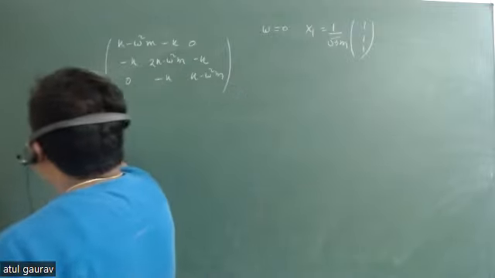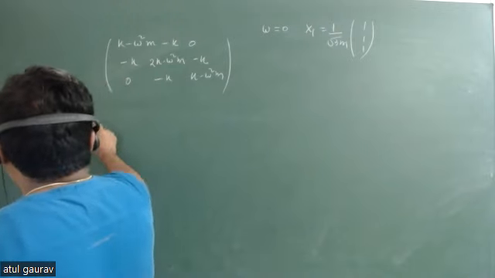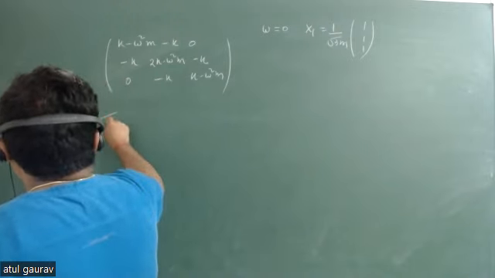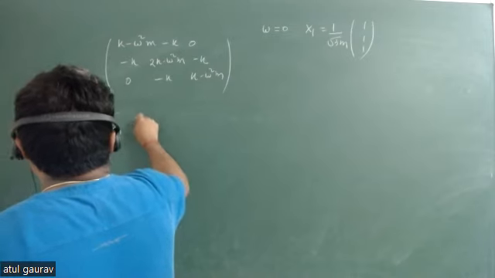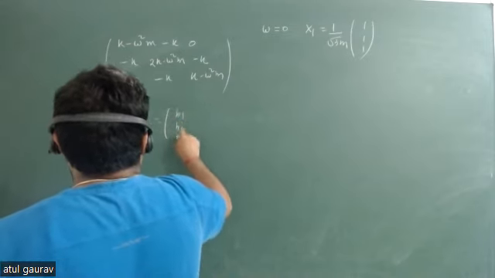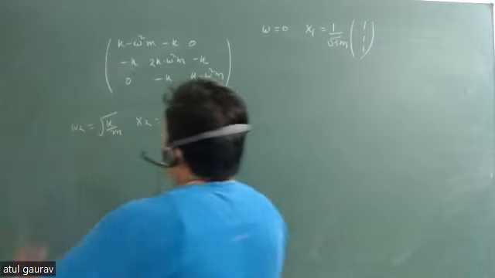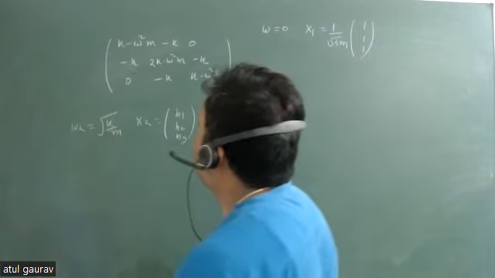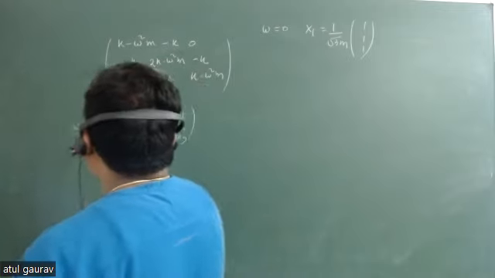So what is your omega 1? Omega 2 क्या था? k upon m. Let's say x2 is equal to b1 b2 b3. चलो, k upon m put करो तो क्या मिलेगा यहां पर? Root under k upon m. What will be this matrix?